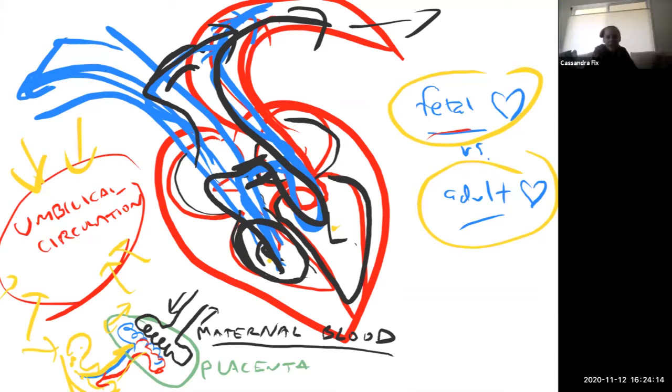Does this have anything to do with why the fetal heartbeat is so fast? Or is that something else? That's something different.